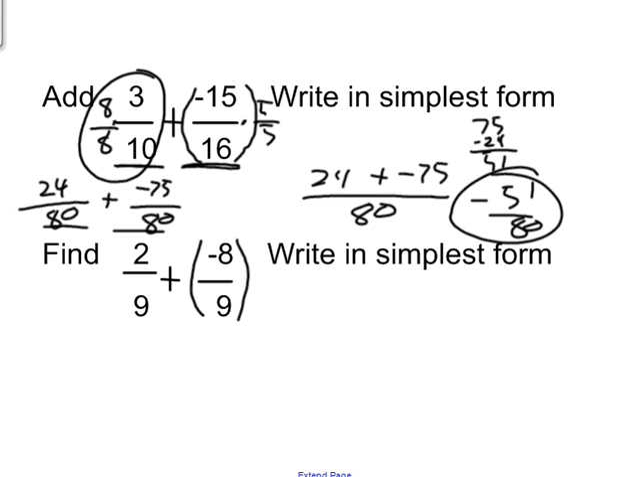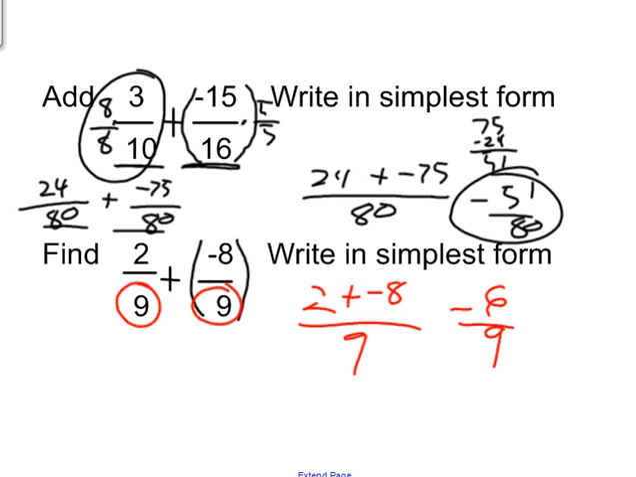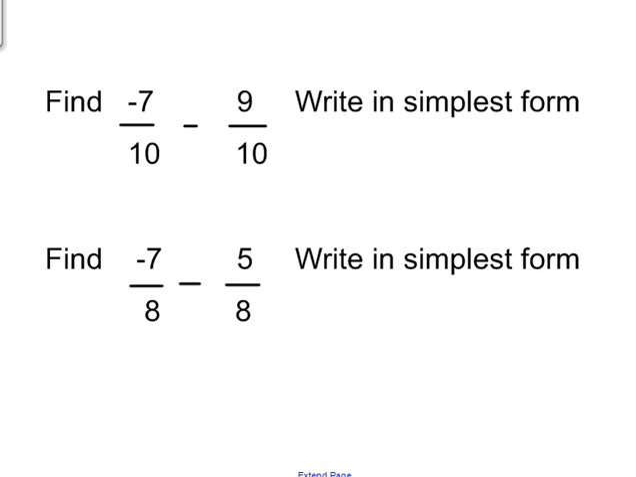As I look at the next problem here, I do have the common denominator, so I can simply add my numerators. I've got 2 plus a negative 8 over 9. 2 plus a negative 8 is negative 6. Negative 6 over 9 can be reduced. 3 will go in there, I'm sorry, 3 will go into 6 twice and into 9 three times. It'll be 2/3, and it's negative. A negative 2/3 is what that's equal to.